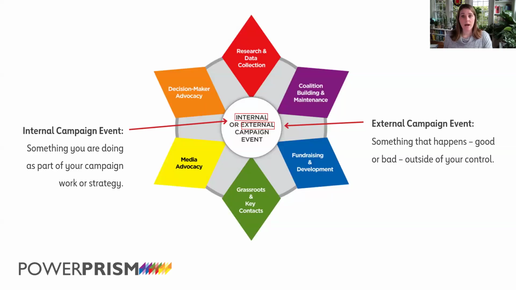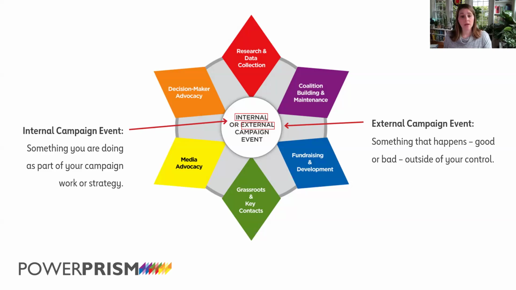At its core, the Power Prism is a framework for recognizing and acting on opportunities to build momentum in advocacy campaigns. Just as a quick clarifier, when we're talking about internal campaign events, we're talking about events that we have control over, things that we're doing as part of our campaign work or strategy. And external campaign events are things that happen, good or bad, outside of our control. So this could be something like an editorial that's issued on the issue you're working on, passage or failure of similar legislation in another state, or proposed funding cuts.